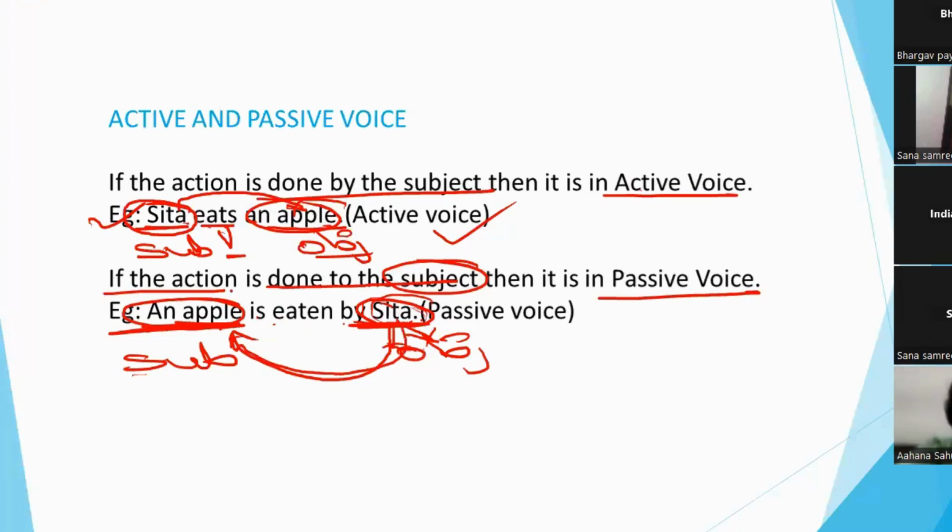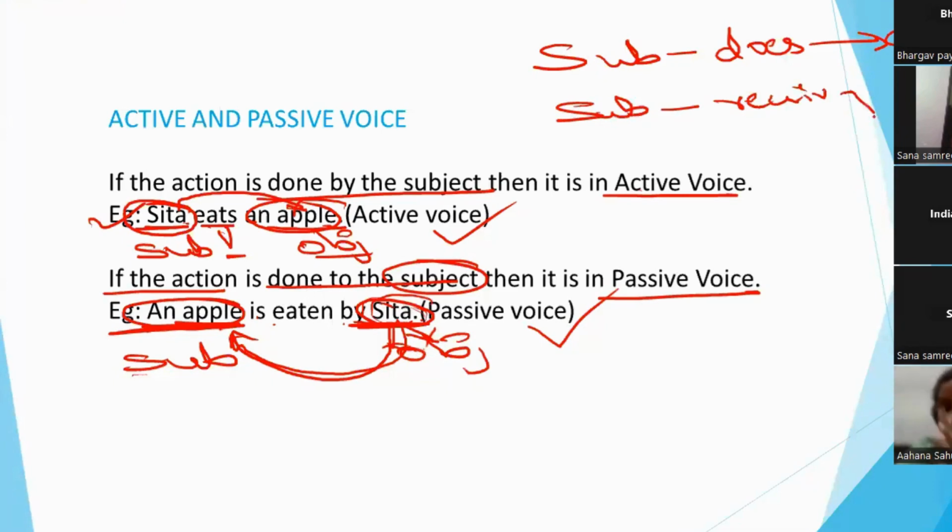So if the action is received by the subject, then we can say that the given sentence is in the passive voice. Clear, everyone? If the subject does the action, then we can say that the given sentence is in the active voice. If the subject is receiving the action, then we can say that the given sentence is in the passive voice. Understood, everybody?